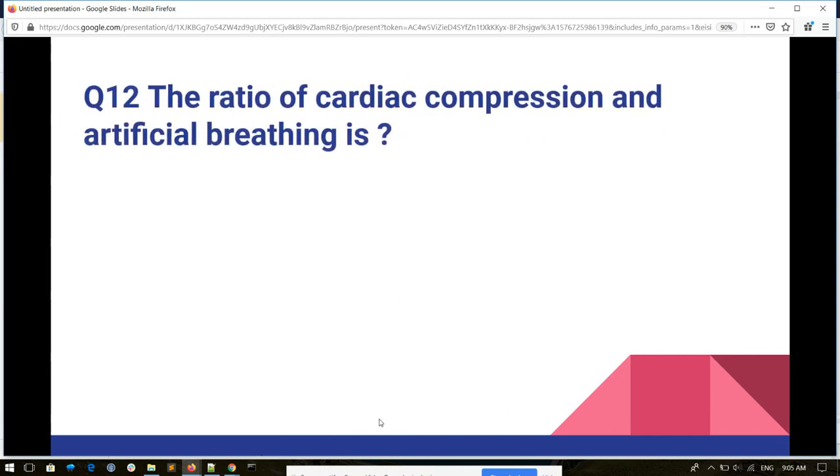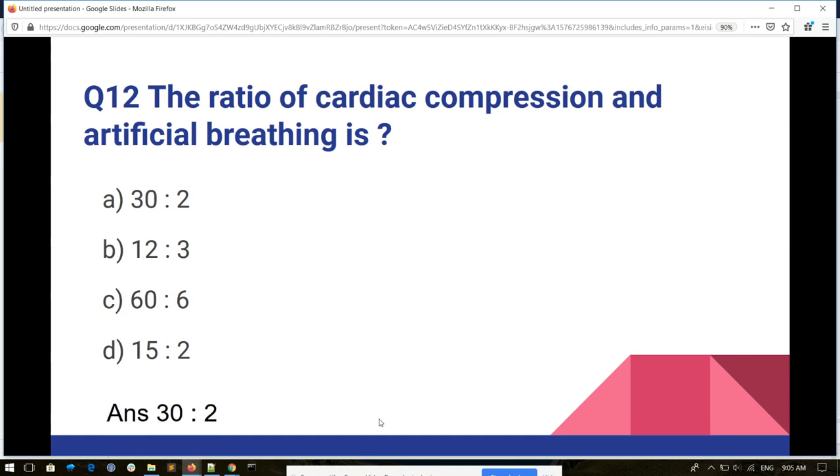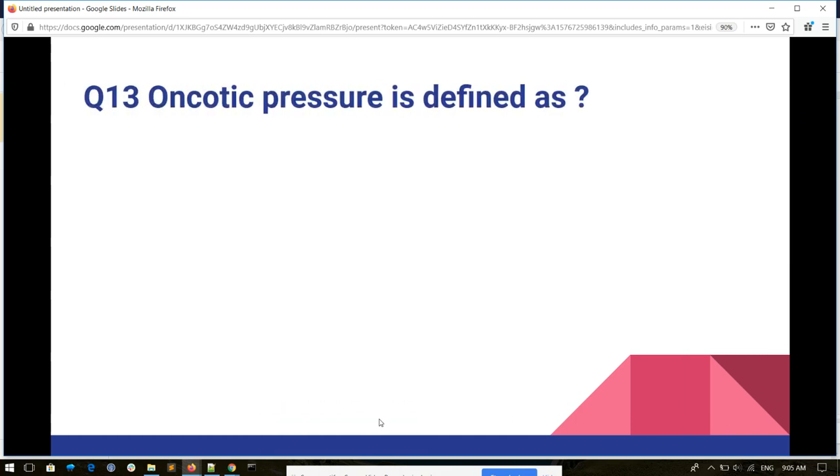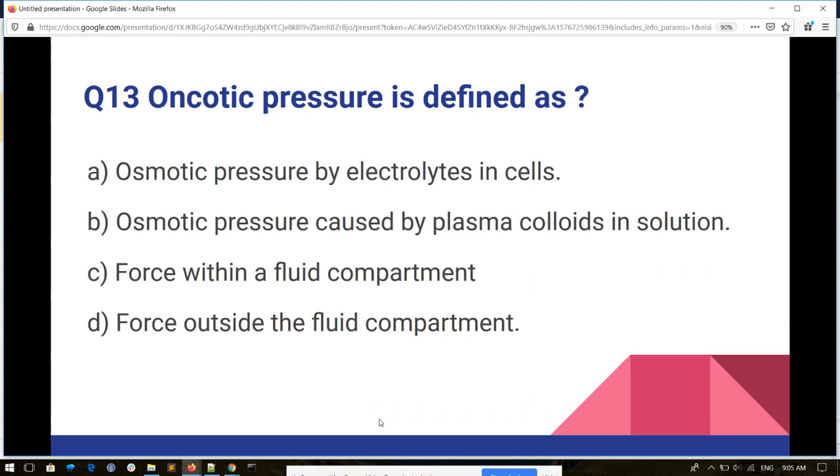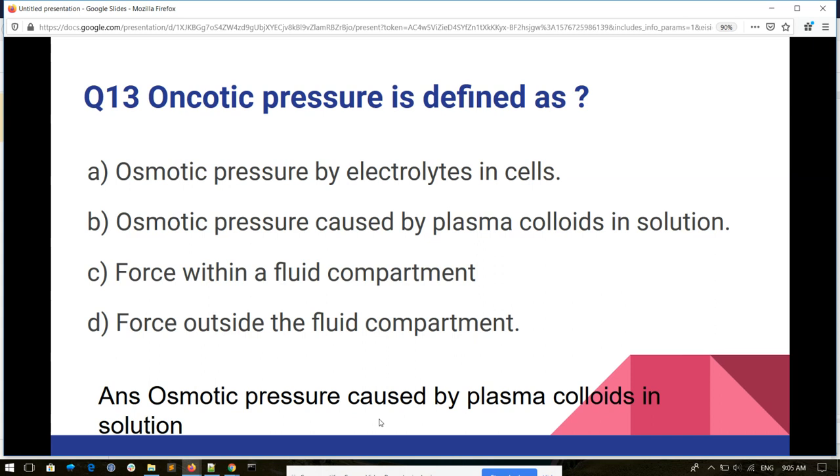Question number 12. The ratio of cardiac compression and artificial breathing is 30:2, 12:3, 60:6, and 15:2. And its answer is 30:2. Question number 13. The oncotic pressure is defined as osmotic pressure by electrolytes in the cell, osmotic pressure by plasma colloid in solution, force within a fluid compartment, and force outside the fluid compartment. And its answer is the osmotic pressure caused by the plasma colloid in solution.